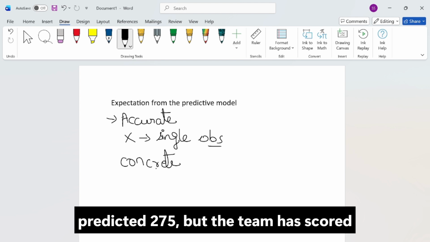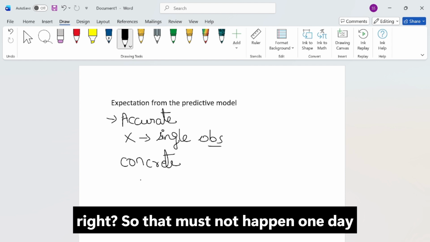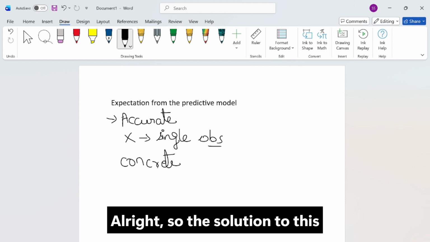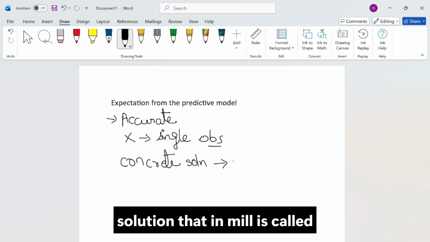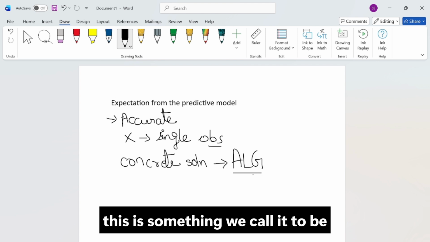Or the team has scored 275 and the model predicted 80 or 90. Right? So that must not happen. One day very close to it, other 2 days too far. All right, so the solution to this problem is we need a concrete solution that in ML is called an algorithm. Is that okay? This is something we call an algorithm.